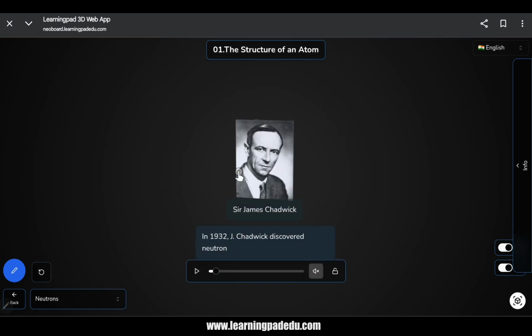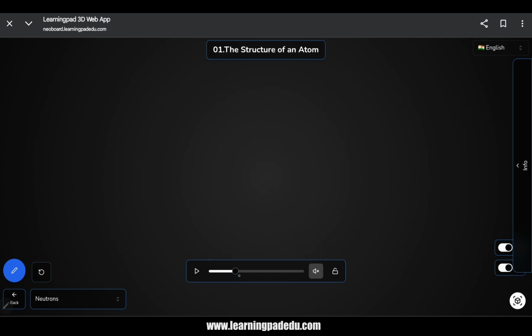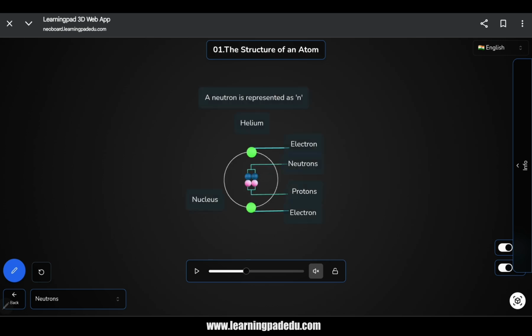Now, neutrons were discovered by J. Chadwick. What did he say about neutrons? He said that neutrons do not have any charge. Like electrons are negatively charged, protons are positively charged, but neutrons do not have any charge and they are represented by the letter N.